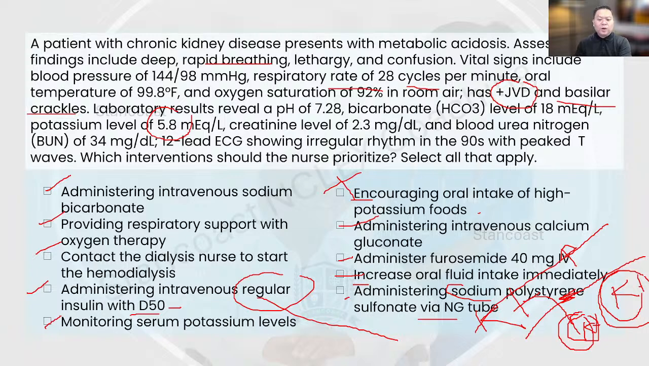And so we're also going to have to eliminate those irrelevant options that can cause harm to the patient. And we have identified two: encouraging oral intake of high potassium foods, and also increasing oral fluid intake. This can also harm the patient. So these are not relevant to the patient's condition. It can only exacerbate the patient's metabolic acidosis and fluid volume overload, and also hyperkalemia.